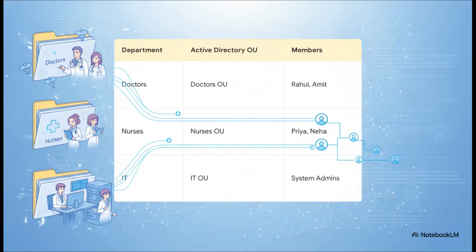Now, to keep all these users organized, AD uses OUs, or organizational units. Think of OUs like digital folders that map perfectly to real-world departments. So the doctors get a doctor's OU with users like Rahul and Amit. The nurses get a nurse's OU with Priya and Neha. And this is brilliant because administrators can just apply rules to these digital folders instantly instead of configuring computers one by one.